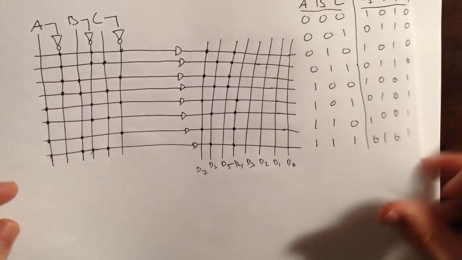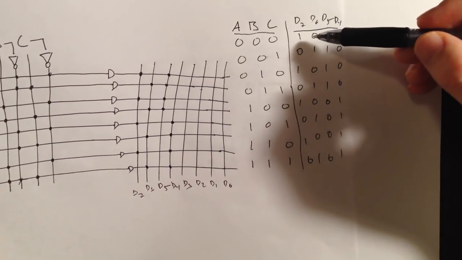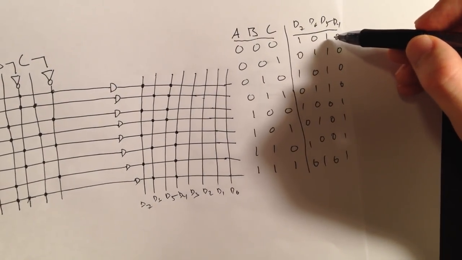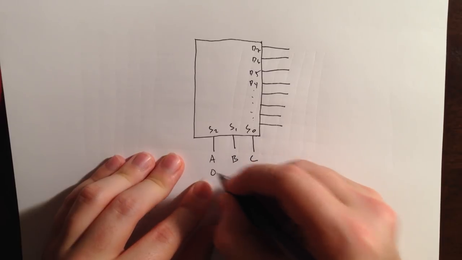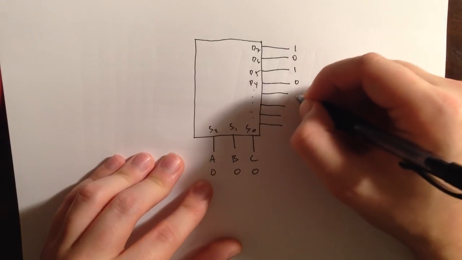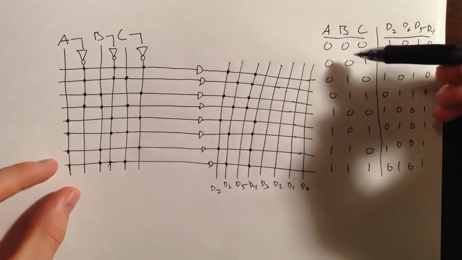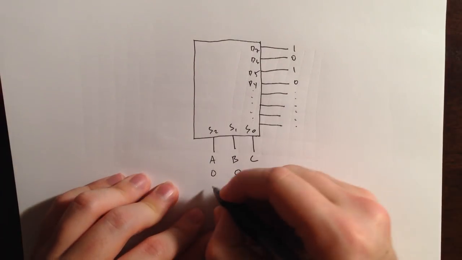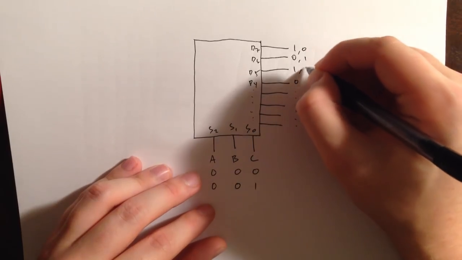So let's, if we are at address 000, so we have 0, 0, and 0 all going into here, what will our output be? Well, we know our D7 will be 1, D6 will be 0, D5 will be 1, and D4 will be 0. So for our first trial, we'll have 0, 0, 0, and we have 1, 0, 1, 0, and these are all just going to be zeros no matter what. So now let's do the next one. What happens if we are at address 001? So we have 0, 0, 1. Well, our D7 through D4 is just going to be 0, 1, 1, 0.